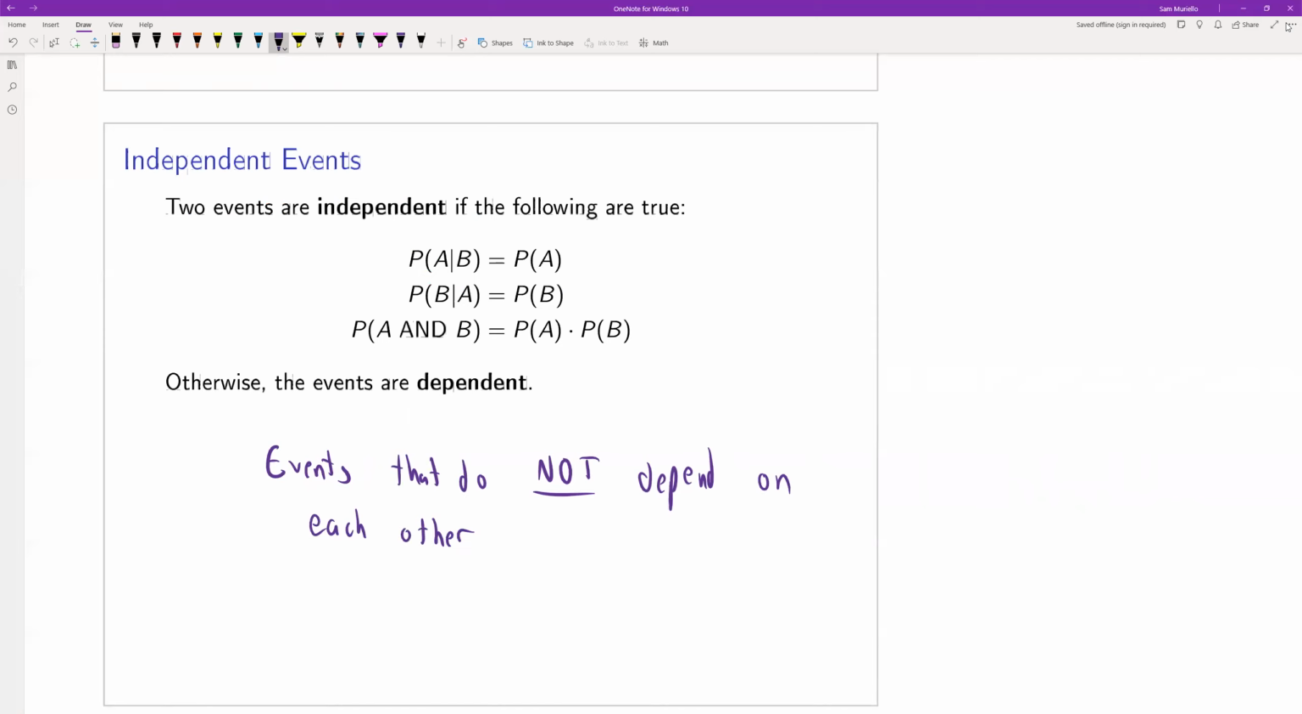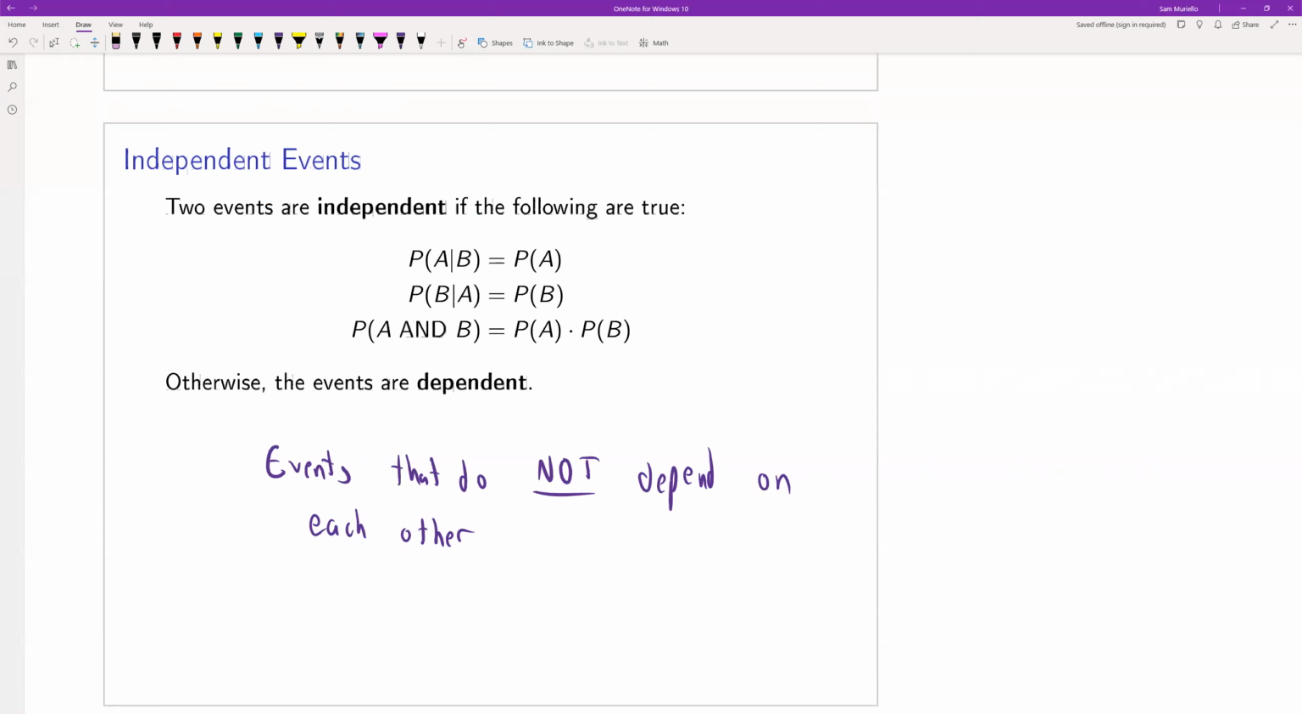For example, I flip a coin and also I roll a die. The outcome of the coin is not going to affect the outcome of the die, and vice versa. It doesn't matter what happens with one of them, the other one will be completely unaffected. And that's the idea of independent events. And there's a lot of different math that comes out. The first two pieces come straight from the definition.